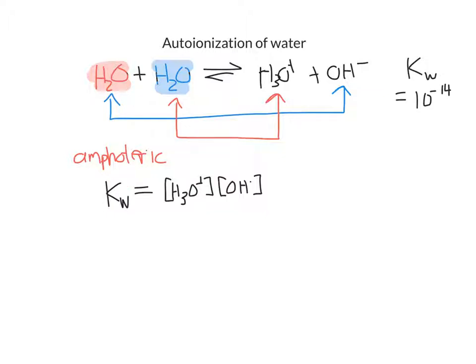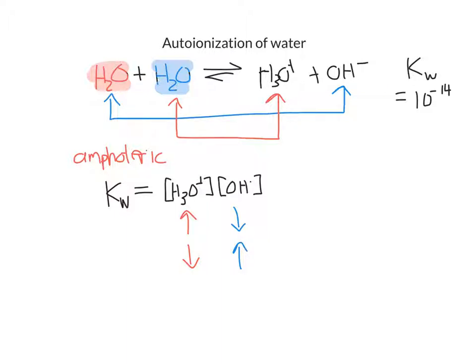see that if we increase the H3O plus concentration, we must decrease the OH minus concentration. Likewise, if we increase the OH minus concentration, we must decrease the H3O plus concentration. The only way to have that product remain constant is that if one increases, the other decreases.